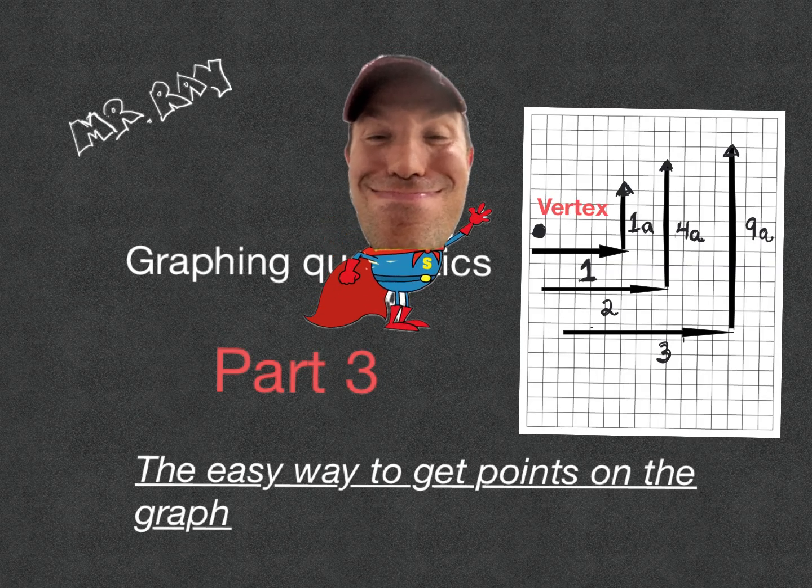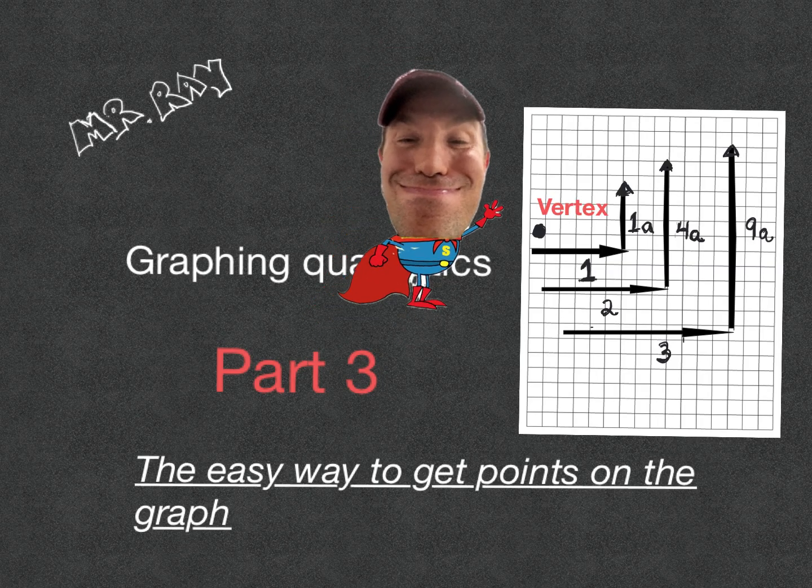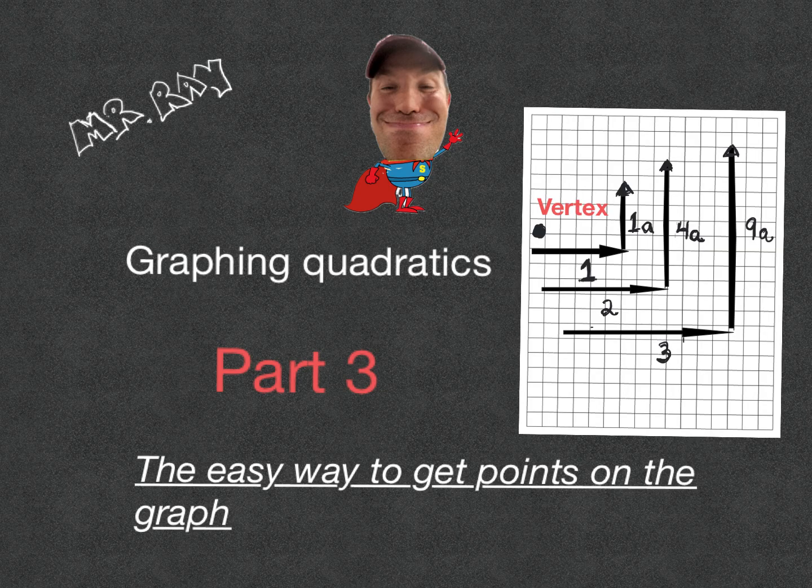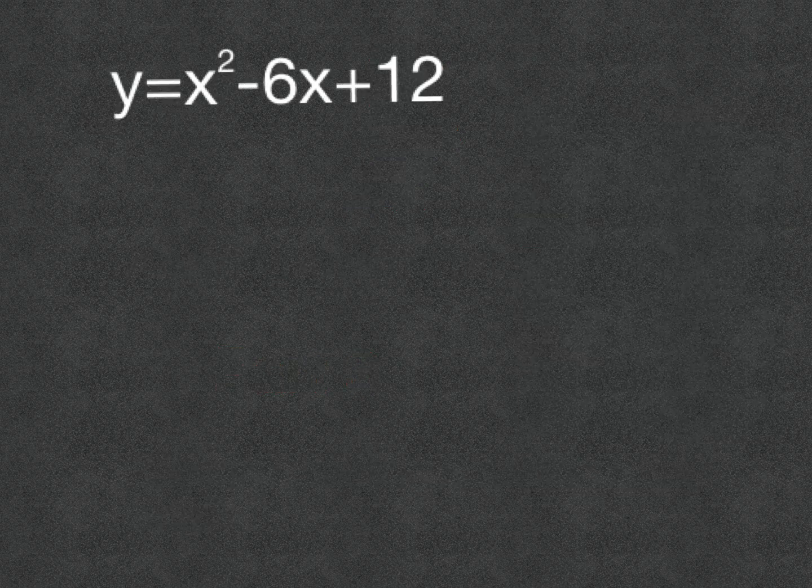Now, this is going to be a different way. We're going to start here with the vertex. The vertex, you can see, is this black point right here. Then we're going to start there. We're going to go over 1, up 1a, over 2, up 4a, over 3, up 9a, to get different points on the graph.